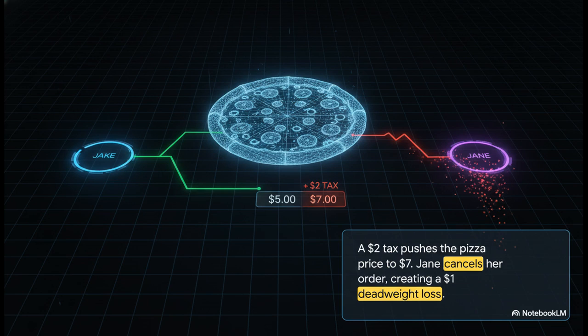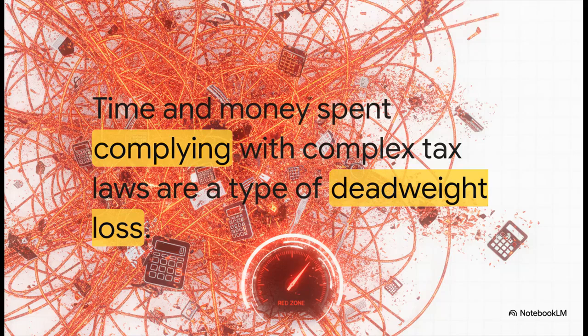But Jane? Her value is only $6. At $7, she just cancels her order. Here's the crucial point. The government gets 0 revenue from Jane, but Jane loses her entire $1 of surplus. That lost mutually beneficial interaction, that is exactly what deadweight loss is. But wait, deadweight loss isn't the only friction in the system. The second big source of friction is the administrative burden.